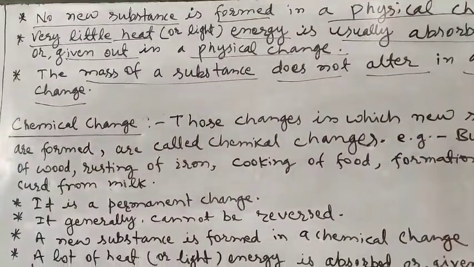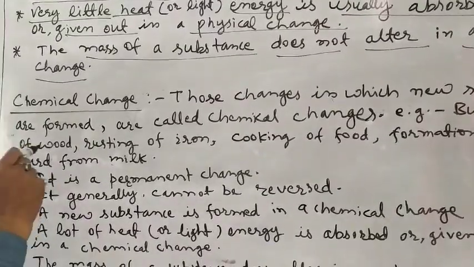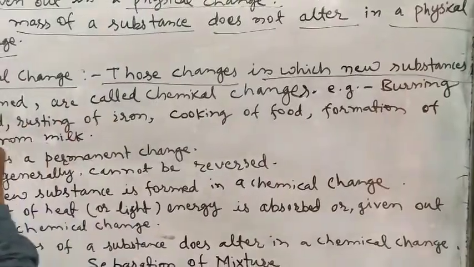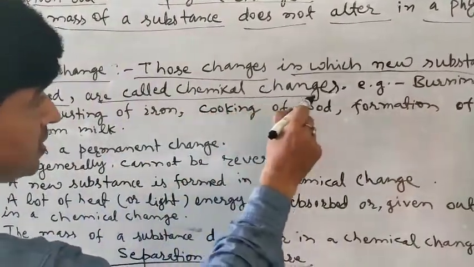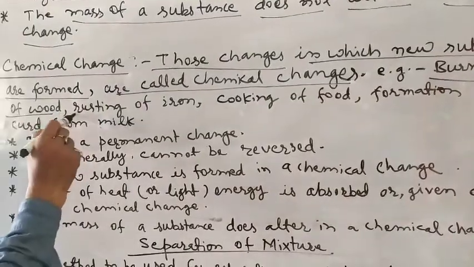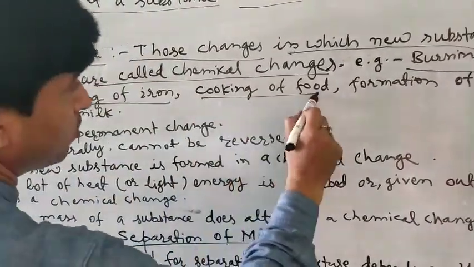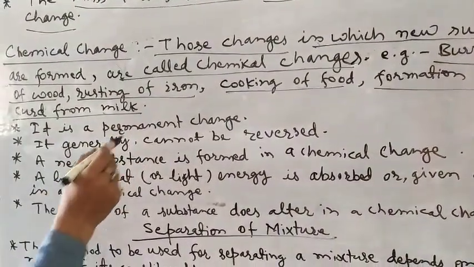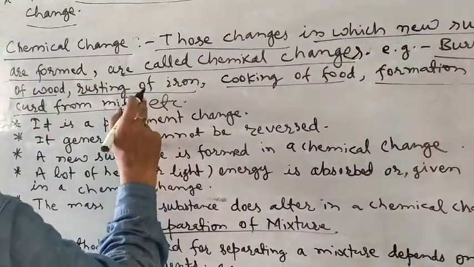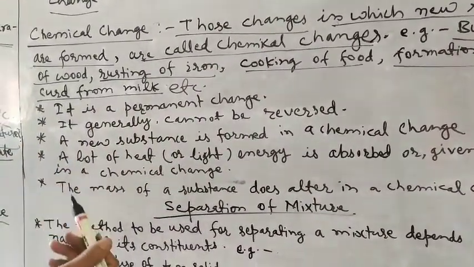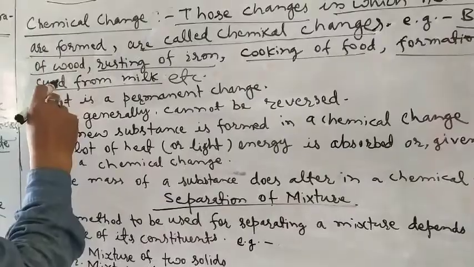But what are chemical changes? Those changes in which new substances are formed are called chemical changes. For example, burning of wood, rusting of iron, cooking of food, formation of curd from milk are the examples of chemical change.